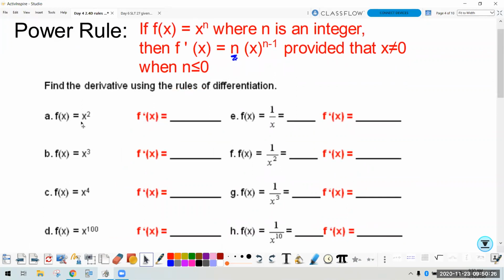All right, so we've got f of x is x squared. So the derivative f prime of x, this 2 comes down to be the coefficient. Subtract 1 from the exponent, 2 minus 1 is a power of 1. You don't have to write the 1. X cubed, the derivative of x cubed, the 3 becomes the coefficient. Subtract 1 from the power, 3 minus 1 gives me an exponent of 2.